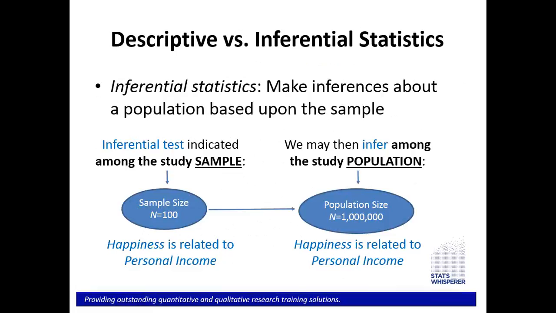So we're going to infer, right, that this finding that was true for our sample is true among the study population, right? So the sample is a subset of the entire study population. So you see our sample is 100. Our population size, and this is just for an example, might be 1 million, say n equals 1 million. So what we're saying is because we found that happiness is related to income among our sample of 100, we're using these tests to infer that this association of happiness and personal income is also true among the study population of 1 million people. So we're inferring our findings in the sample are true for the study population. So that's where the inferential statistics comes in.